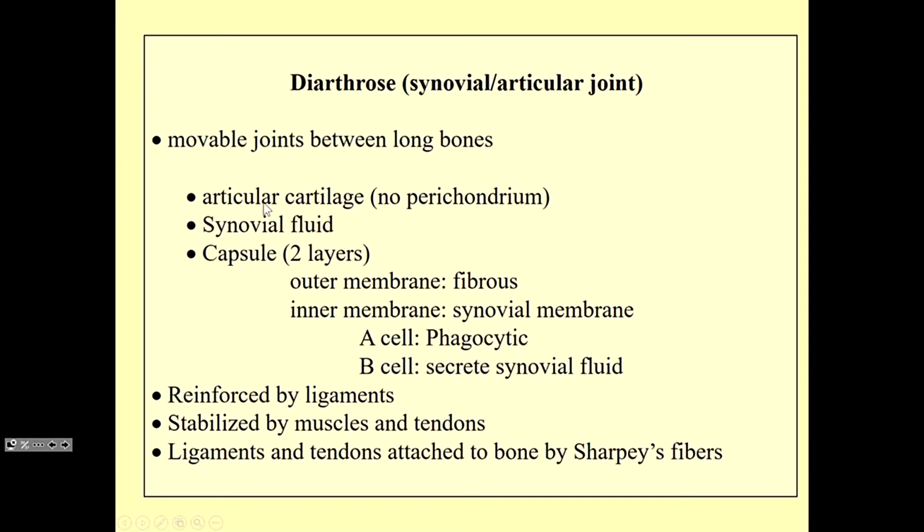So we have articular joints which have the bones capped with cartilage, and they have no perichondrium, right? No perichondrium, which is very important. And then within that joint we have fluid as a lubricant, and we have a connective tissue capsule at the perimeter, which holds the joints together, and we have a fibrous membrane and an inner synovial membrane containing A cells and B cells. The A cells immediately adjacent to the synovial fluid are phagocytic, because if there's any debris in there, they want to get rid of it. And beneath the A cells are cells that secrete the synovial fluid, the B cells. And these can be reinforced with ligaments and tendons and so on.